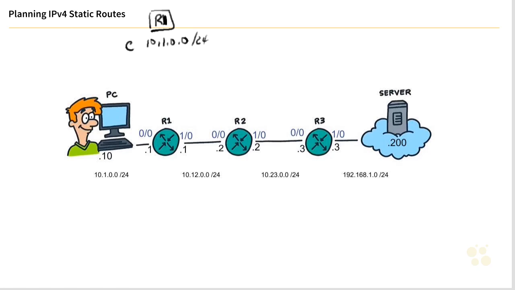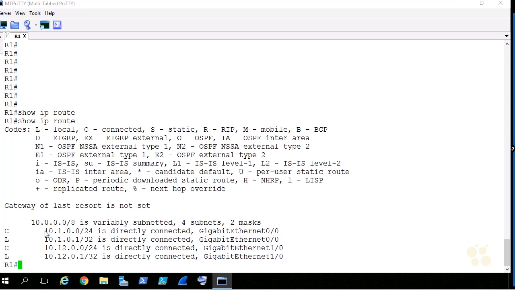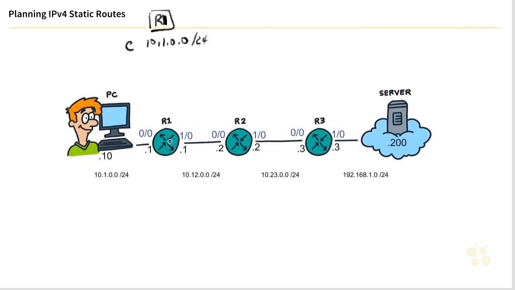Let's verify that for a moment. And there it is right there. 10.1.0.0 is directly connected. Fantastic. Also, R1 is directly connected off of its 1/0 interface to the 10.12 network. So 10.12.0.0 is also reachable, and that is also directly connected. But what isn't reachable at the moment by R1 is network 10.23 and 192.168.1.